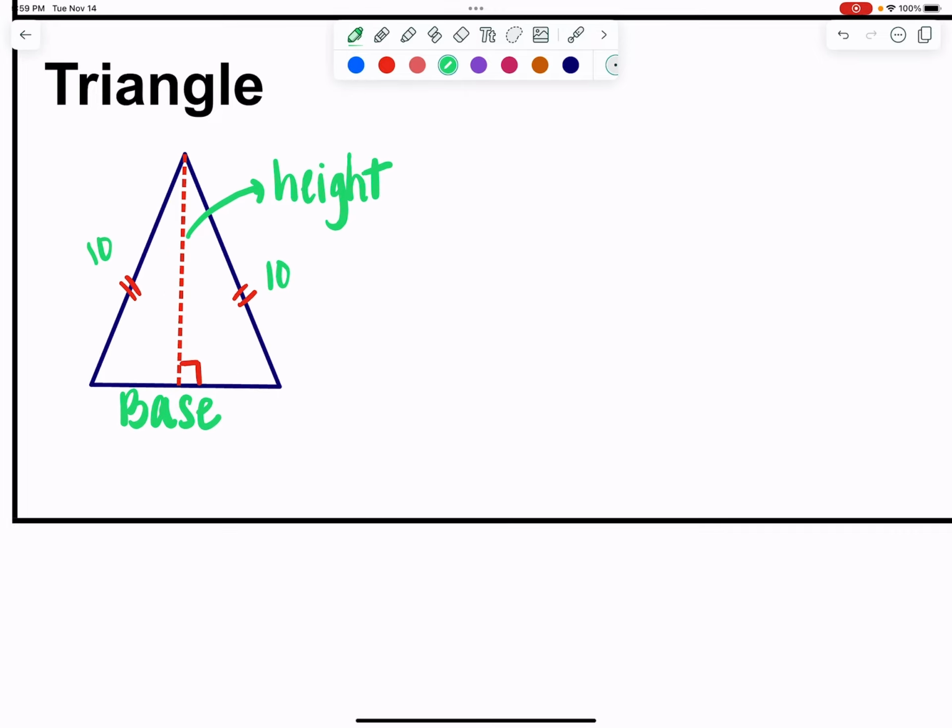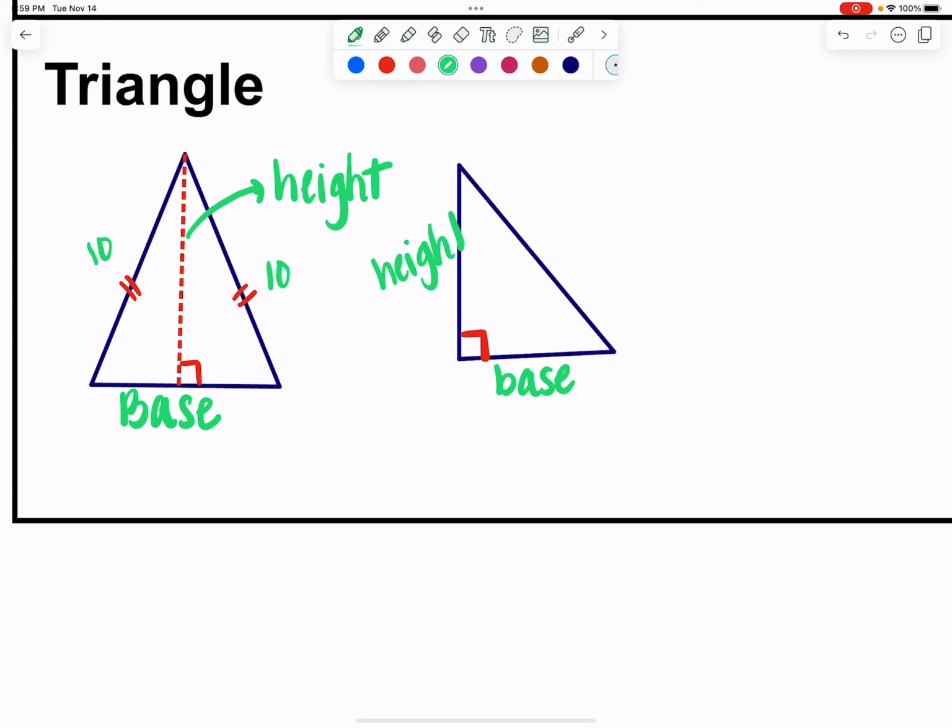If you have a right triangle, your base and your height are the two sides that make up that right angle. It's never going to be the one that doesn't touch the right angle. It's never going to be the hypotenuse. Hypotenuse is the hypotenuse.